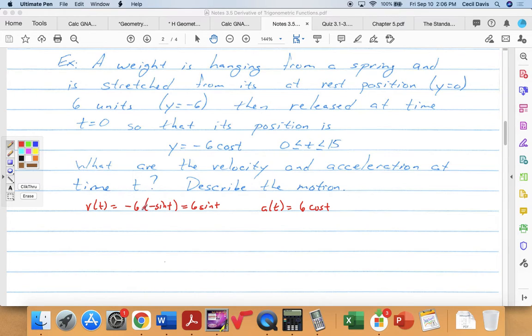So this starts, the weight, I shouldn't say particle, I'm so used to particle problems, starts at y equals -6. And is the velocity positive or negative once we get off of t equals 0? Once we move just a little bit, like t equals 0.1, is that going to be positive or negative?